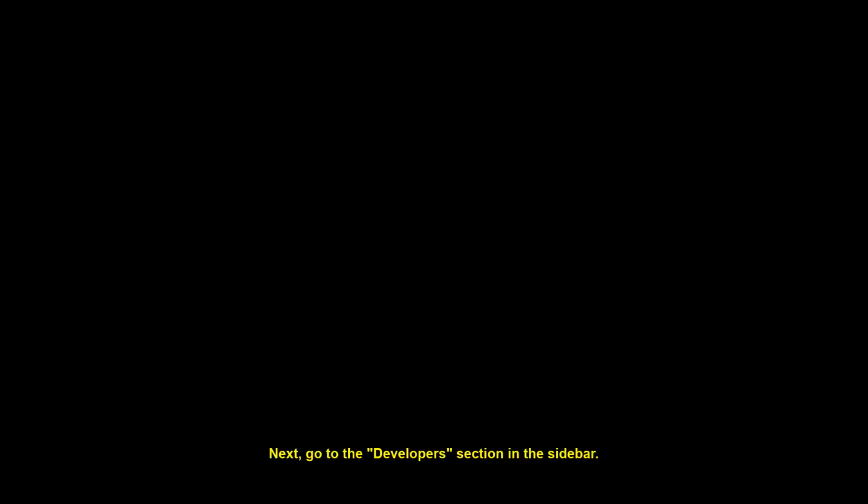Next, go to the Developers section in the sidebar. Select API keys to retrieve your publishable and secret keys. Keep this information handy for integration.